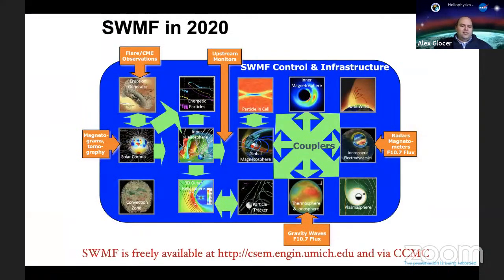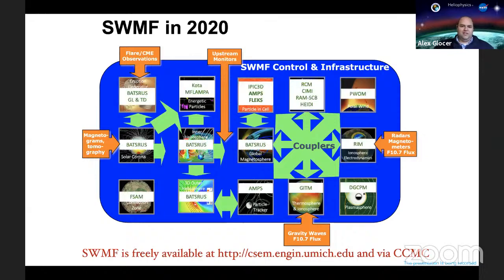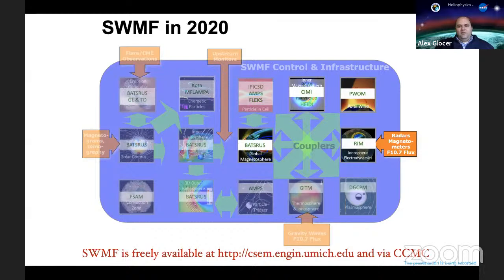Now, I want to transition from this introduction to talk about the modeling tools that I'm going to use in this study. And so I'm going to use the modeling tools developed at the University of Michigan, the Space Weather Modeling Framework. And so this is a very comprehensive system of models that goes all the way from the sun to the Earth. And what I'm going to use is a subset of these models that covers the part of the chain that I'm focused on in this talk.